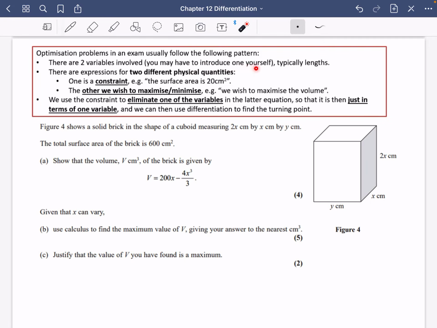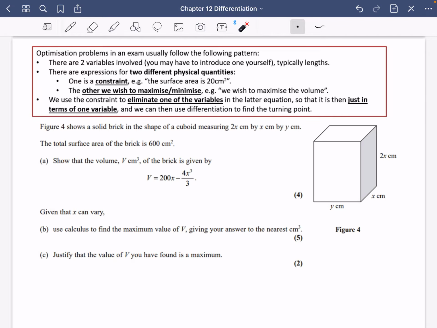You may have to introduce one yourself if they haven't told you it. And usually these are probably going to be lengths. There are expressions for two different physical quantities. So one is a constraint. For example, the surface area of something may be fixed as 20 centimeters squared. And then there's another expression for some kind of physical quantity, which is the thing that we want to either maximize or minimize. So maybe the fixed one is that the surface area is 20 centimeters squared, and it may be that we want to maximize the volume of a box or a container.